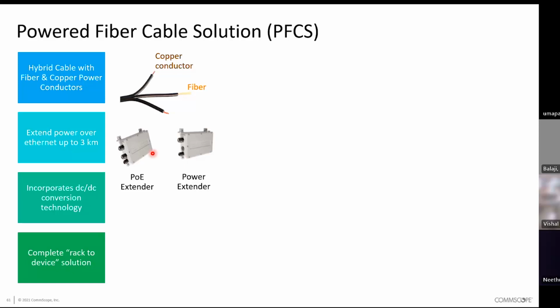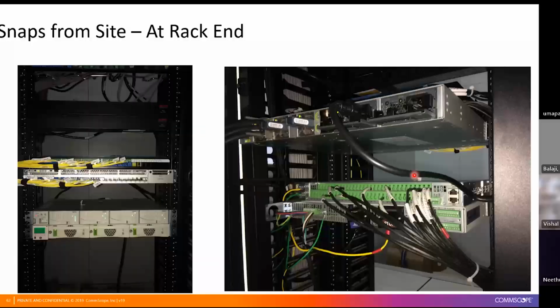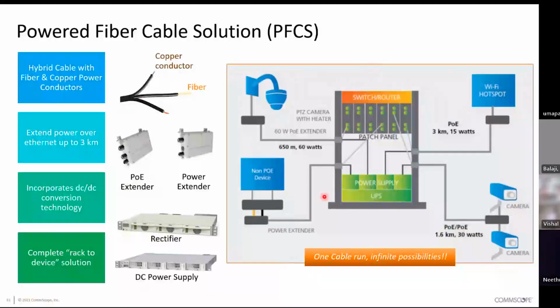It comes in a single-port as well as a 2-port version. And then you need a power supply unit at your rack end. So it's a simple solution. It works on the DC power supply from the rack itself. From the centralized rack, you will be giving a DC power supply through this hybrid cable. The DC power supply unit will be connected to your UPS power supply at the rack. So you don't need any separate power supply.